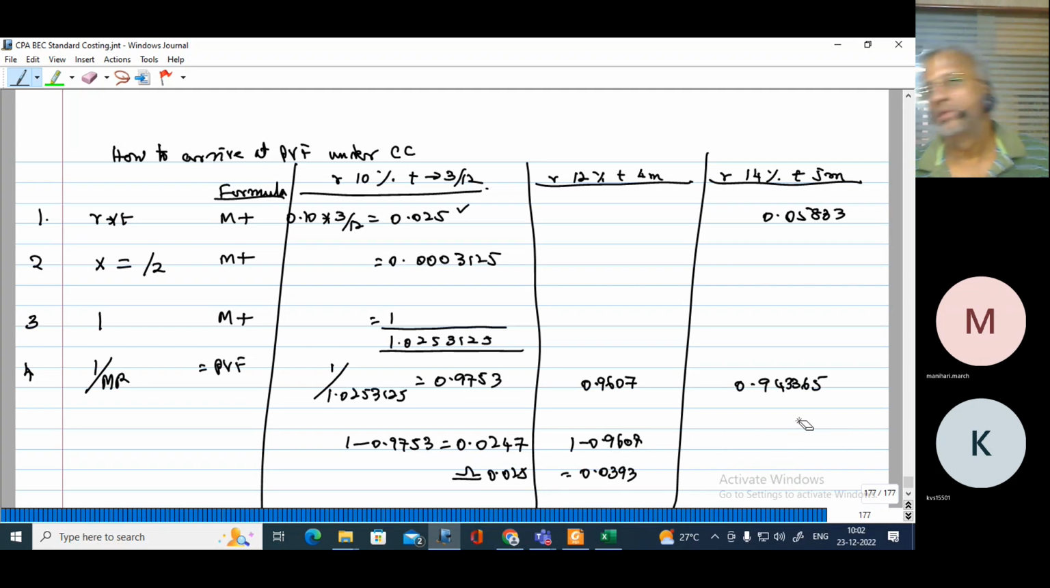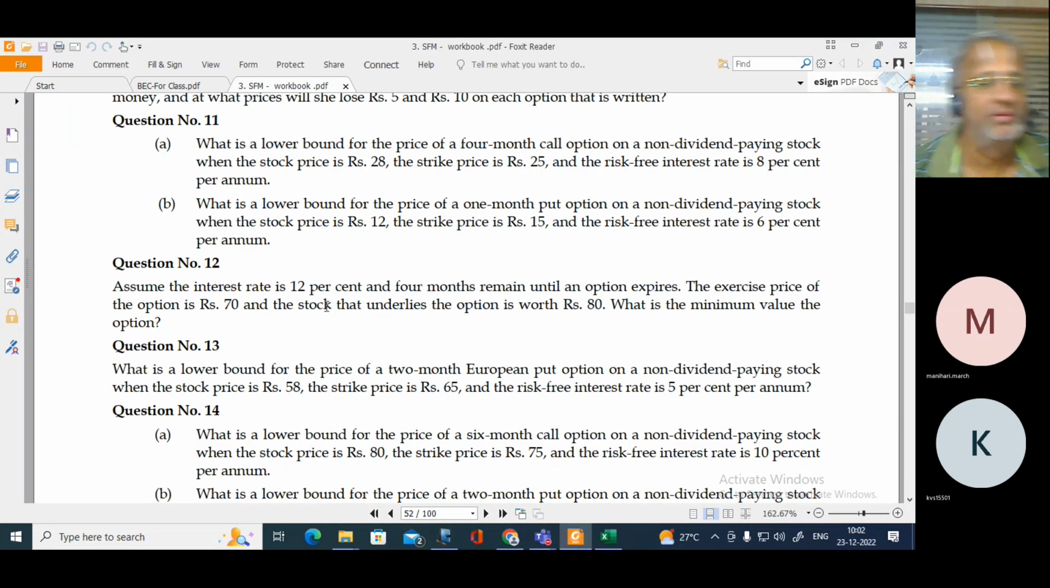Now we would like to apply this basic model and then have a 10 minute break. Here we have question number 11. What is a lower bound? Lower bound means minimum price for a 4-month call option on a non-dividend paying stock when the stock price is 28, strike price is 25, and the risk-free interest rate is 8% per annum.